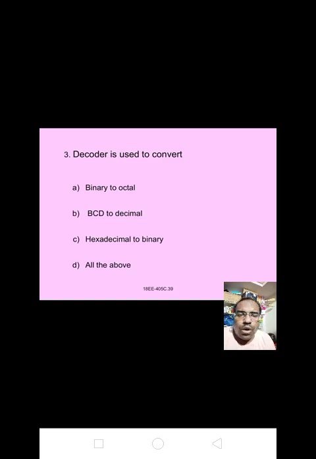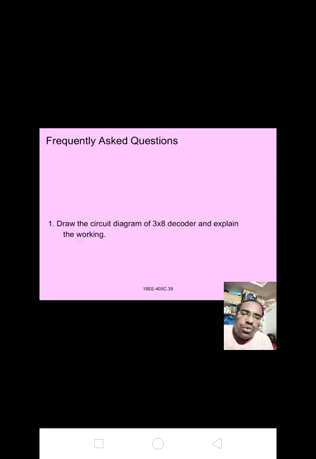Next, decoder is used to convert A, binary to octal, B, BCD to decimal, C, hexadecimal to binary, D, all the above. Decoder is used to convert B, BCD to decimal.